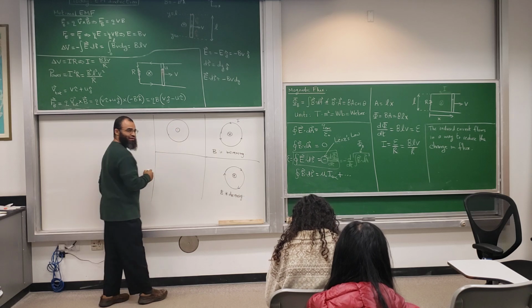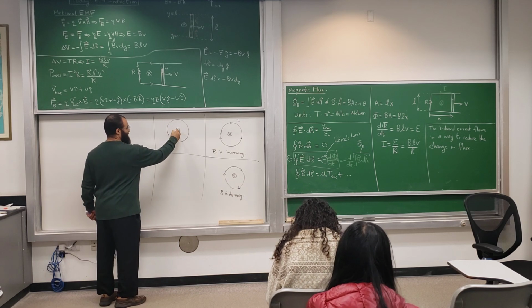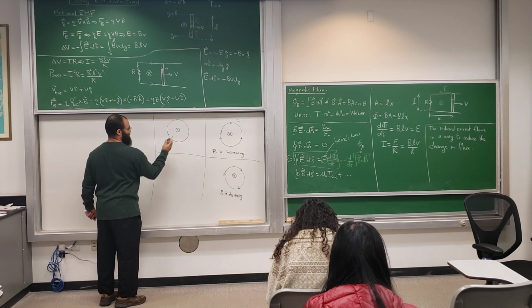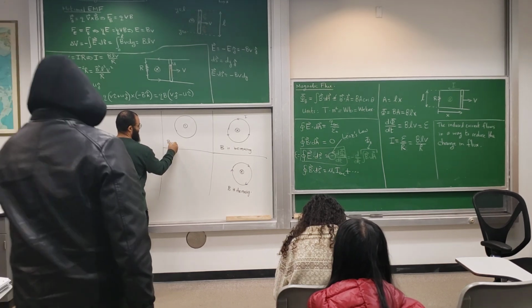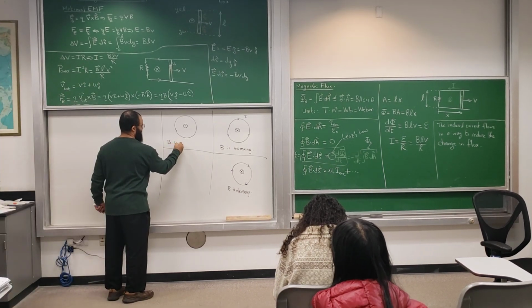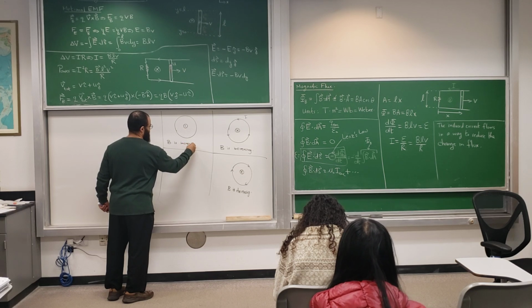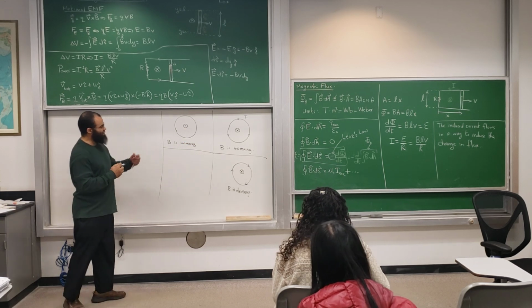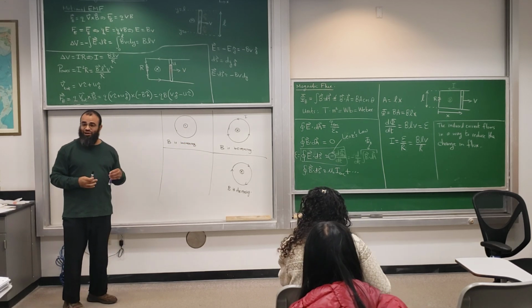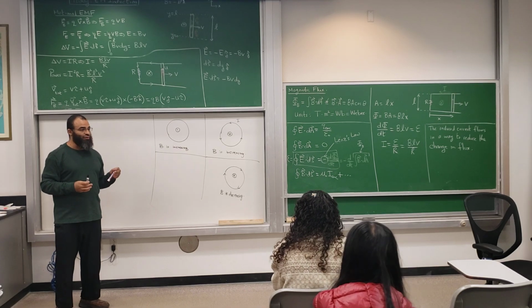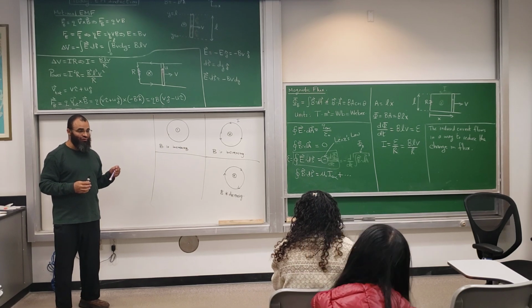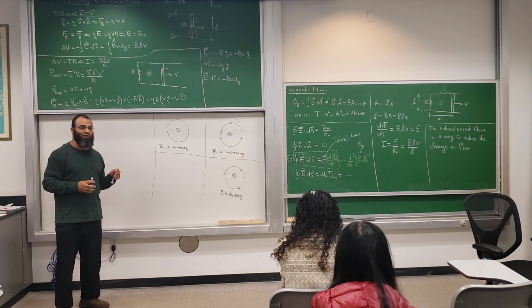Now the magnetic field is out. Here's the magnetic field. It's coming out, but B is increasing. So the magnetic field is coming out, and it's getting larger. And so, what did he say? Will the current be clockwise? Yes, the current will be clockwise.